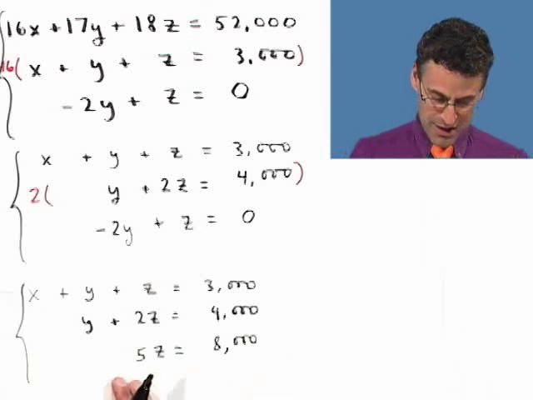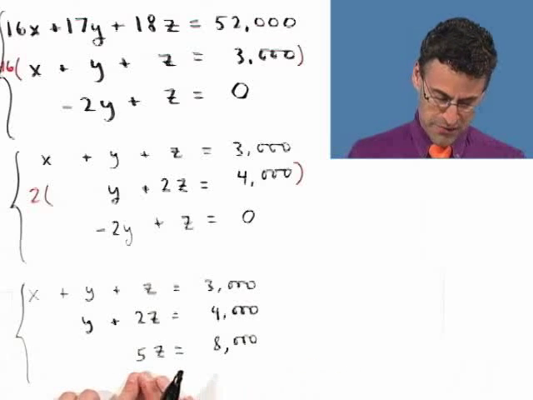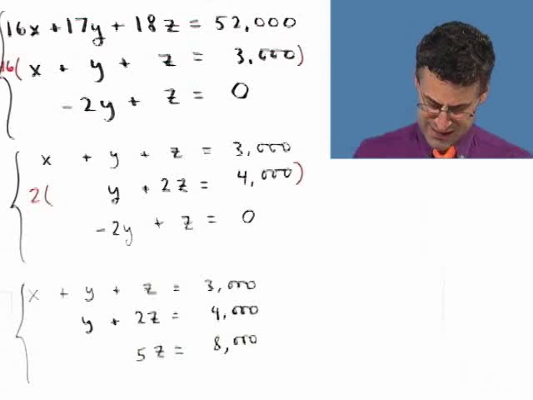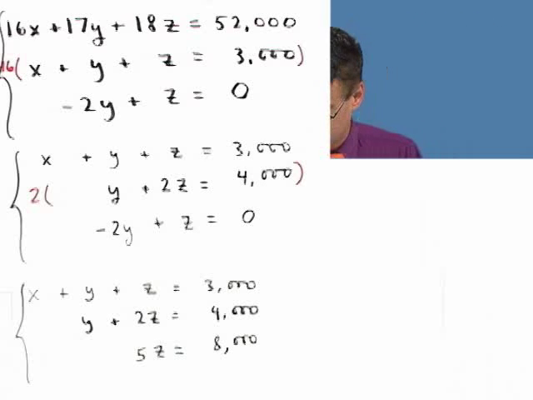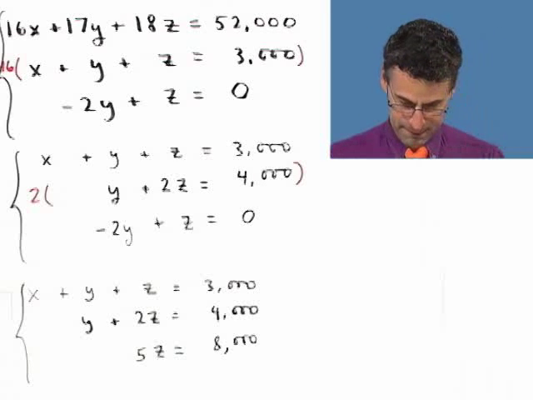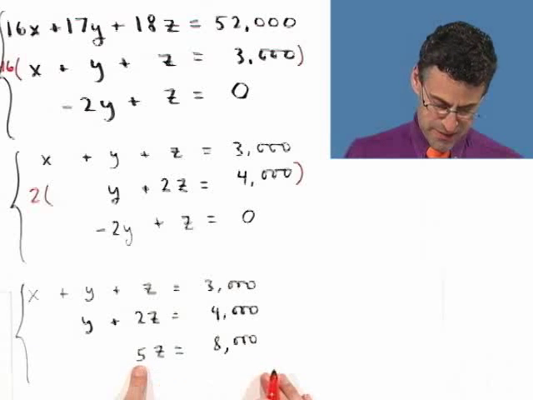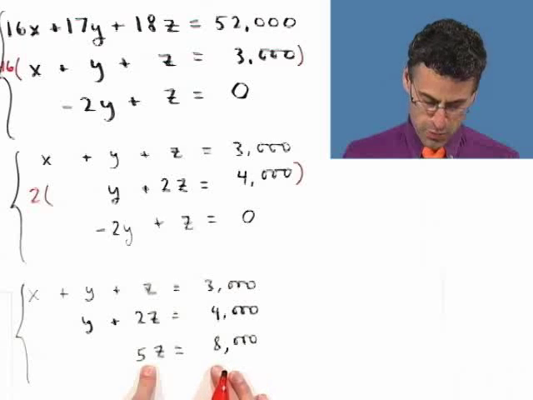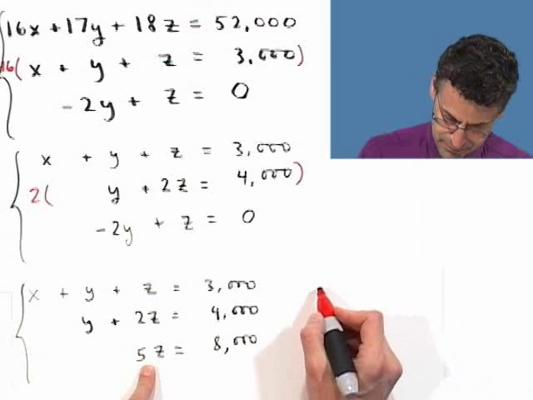That's what I say. All right, so let's solve for z. So what do I have to do? I have to divide both sides of this last equation by 5. Oh, yeah, this is great. Well, why am I doubting myself? How dare I doubt myself? If I divide both these sides by 5, I see that z equals 1,600.